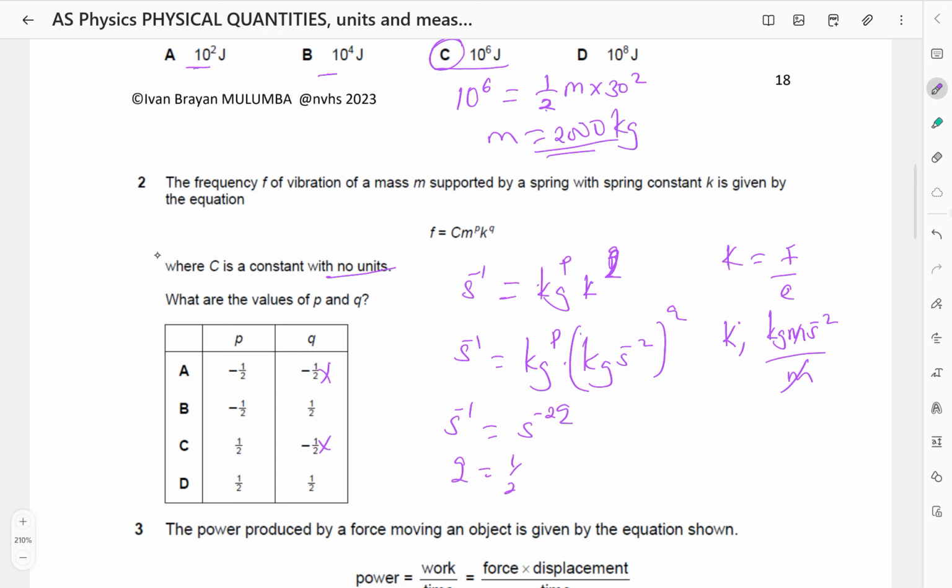Then for P, on the left hand side there is no kilogram, so I'll put kilogram power 0. On the right hand side I have power P, and we add the powers, kilogram power Q, so it is plus Q. So P plus Q should be equal to 0. But remember Q is a half. That means P is going to be negative a half. So the answer is going to be B.